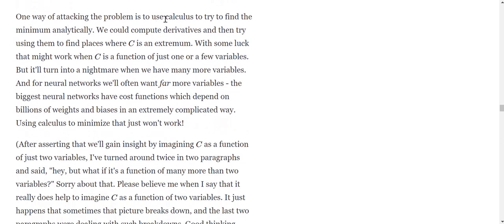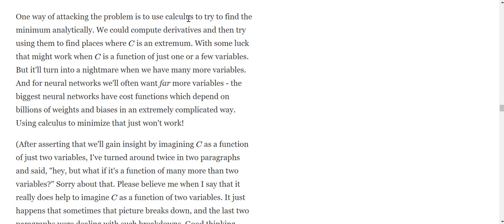One way of attacking the problem is to use calculus and to try to find the minimum analytically. We could compute derivatives and then try using them to find places where C is an extremum. With some luck, that might work when C is a function of just one or a few variables.